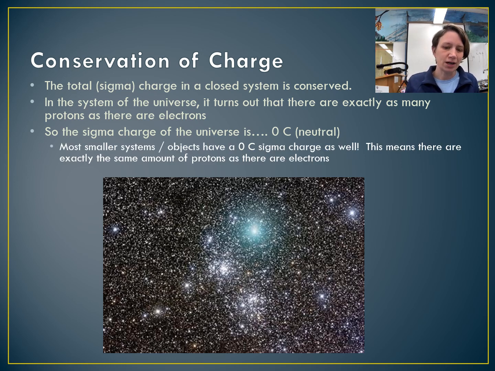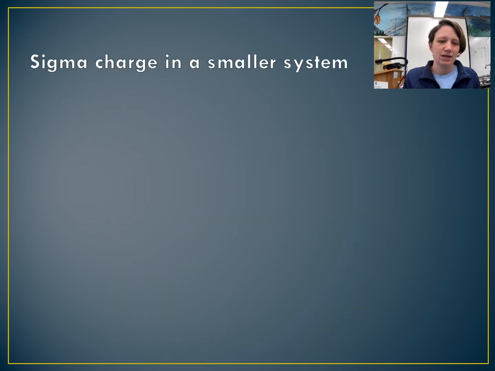Most smaller objects and systems also start with a 0 coulomb sigma charge. This pen, for example, has protons and electrons in it, but it probably has about the same number of each, because each atom tends to be balanced out. So you add up all the protons, you take away all the electrons, and you end up with a neutral pen. Most things are neutral to start. So we can create a situation, though, on some small systems where the sigma charge is not 0.